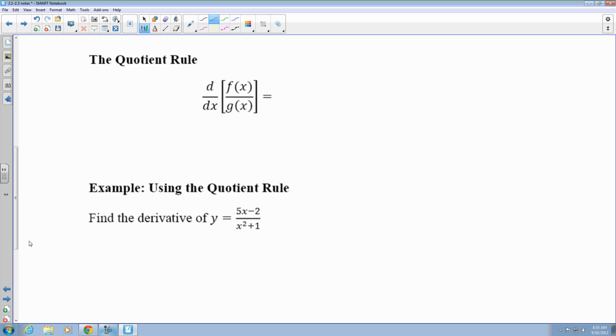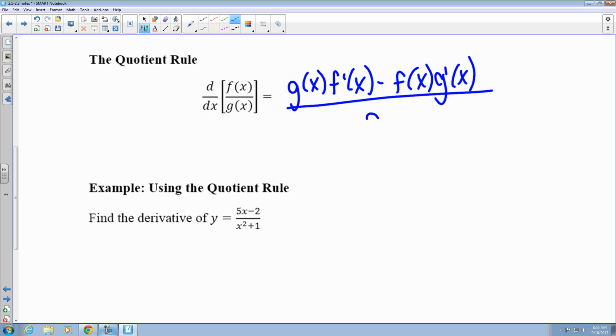Now we have the quotient rule, which is a little bit more difficult than the product rule was. So we have two differentiable functions, f and g. This time we are dividing. The quotient rule is g of x times f prime of x minus f of x, g prime of x, divided by g of x squared.